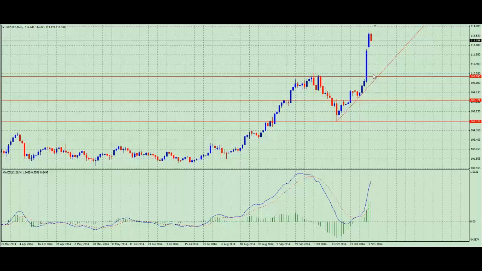So that's how big an impact the quantitative easing, or the news of quantitative easing on the yen, has affected the market. The dollar obviously had very positive news out on Friday, the yen negative, and therefore we saw the reaction there.